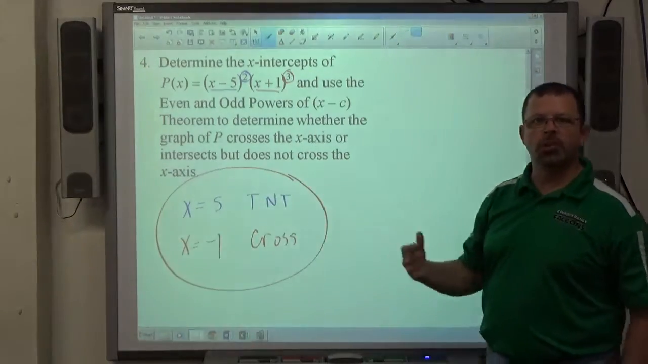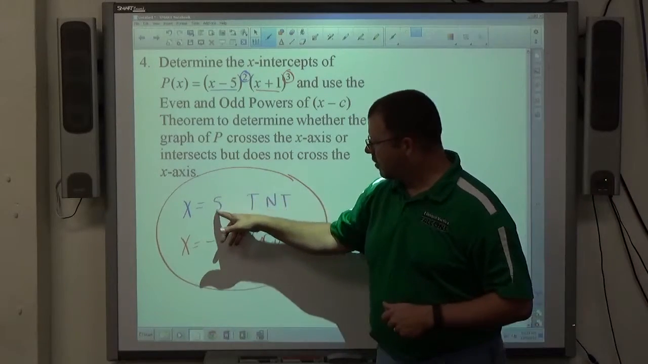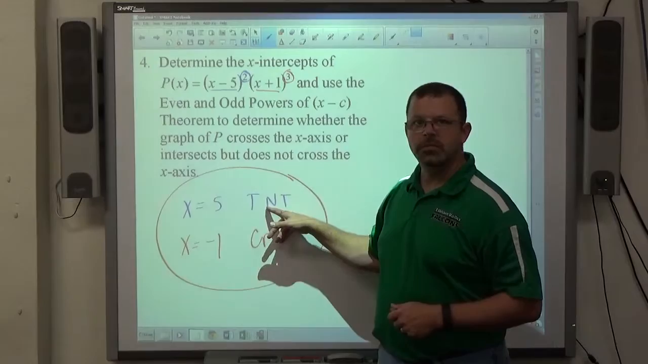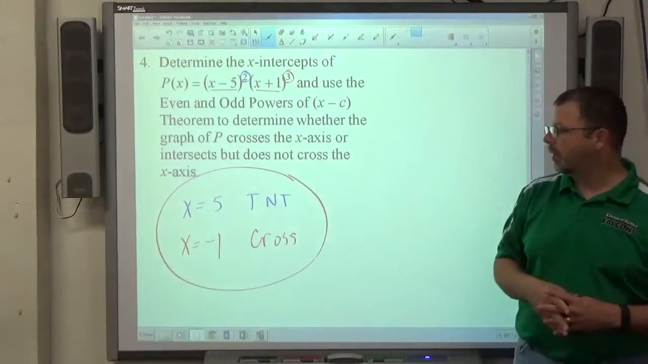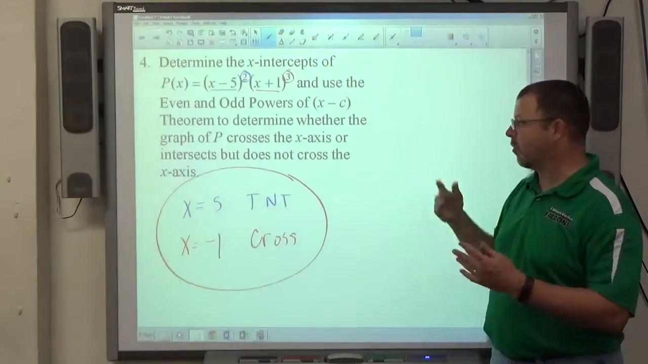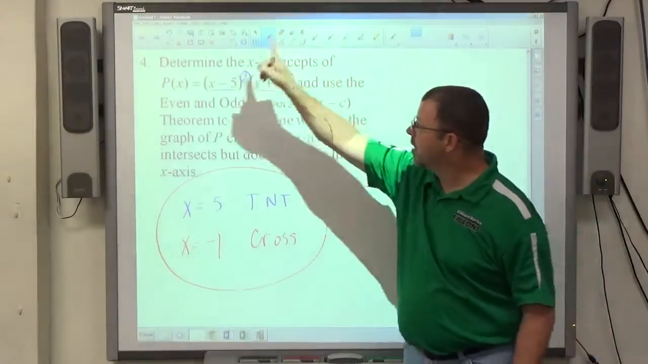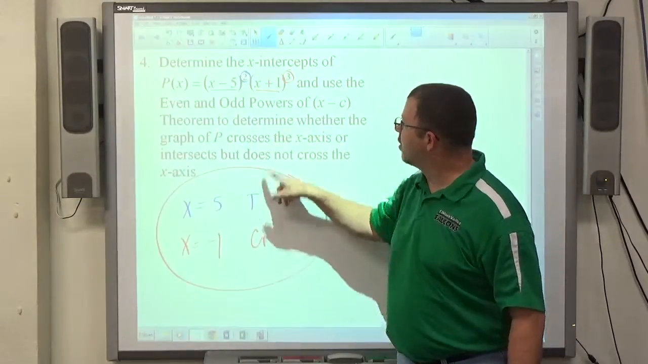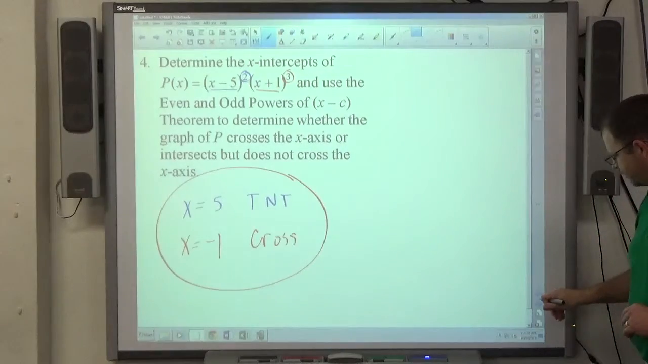There really is no work to show on that one, so there's 2 answers, 5 points per answer. I suppose maybe 2 points for the root, 3 points for the nature of the root, so hopefully you don't miss it. But again, partial credit, there's no work to really be shown there because it's just that easy a problem. So get the answer. Even means touch and turn, odd means cross, and that's all there is to that.